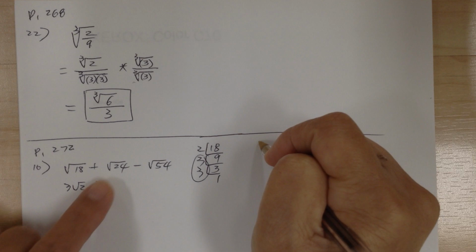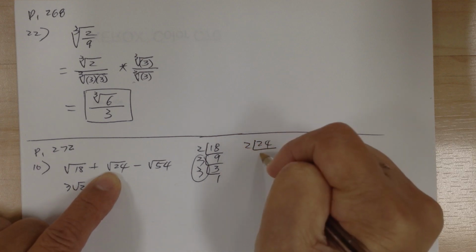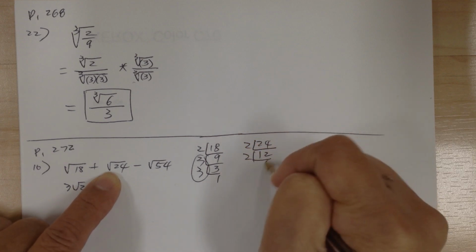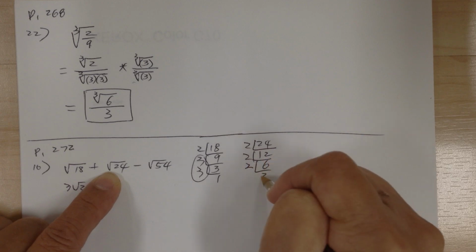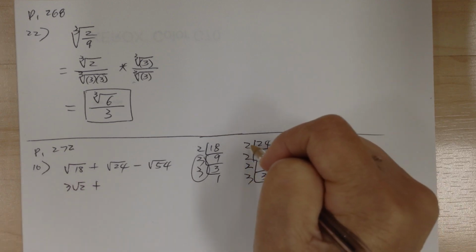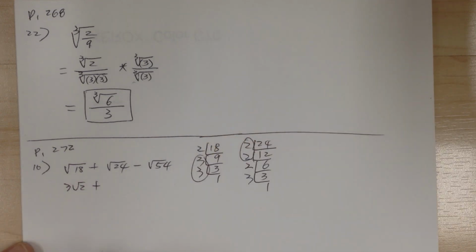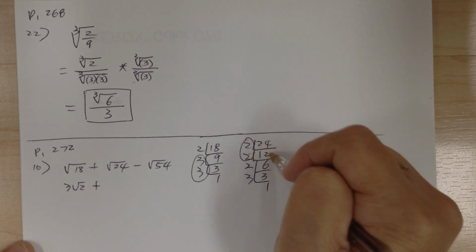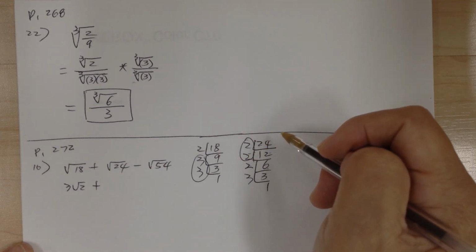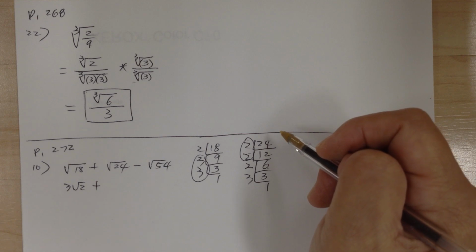Okay, and then you do the 24. So 24 divided by 2, you get 12. Divide by 2, you get 6. Divide by 2, you get 3. Divide by 3, you get 1. Okay, so this will come out to 2, so this will give you 2 square root of 6.